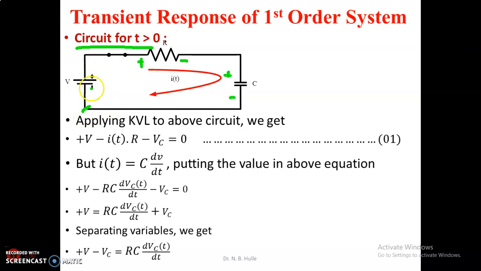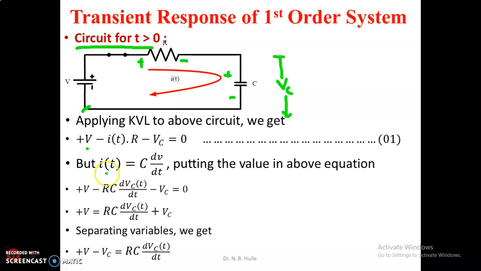If we are traveling in the clockwise direction, negative to positive, this voltage is the plus value. Then positive to negative, which is minus, the voltage across this resistance will be I of t into R. Then positive to negative, which is minus, Vc of t, that is the voltage across this capacitor. Sometimes it can be mentioned as Vc of t. But here we are aware that the current flowing through the capacitor, or through the RC series circuit, is given by the expression I of t is equal to C into dV by dt, where V is the voltage across the capacitor.